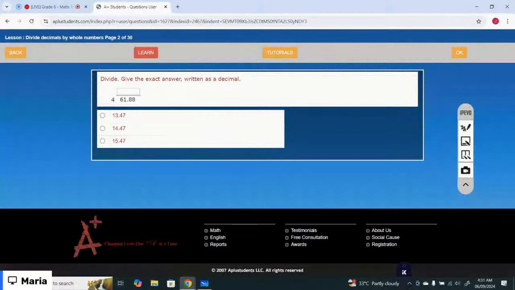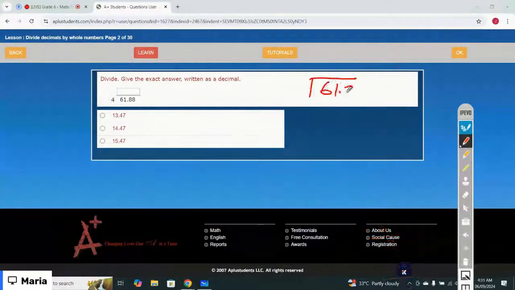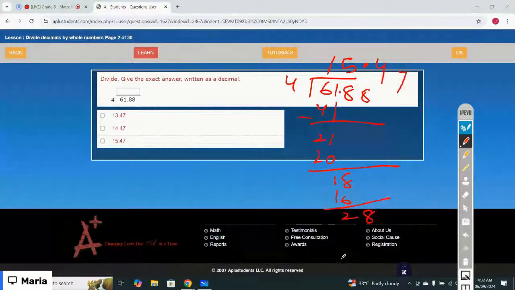Okay, the next one is 61.88 divided by 4. Let's just divide. 4 times 1 is 4. 4 times 5 is 20. Decimal point over here. 4 times 4 is 16. And 4 times 7 is 28. The correct option is 15.47. Do not guess the answers, right? You need to solve them.